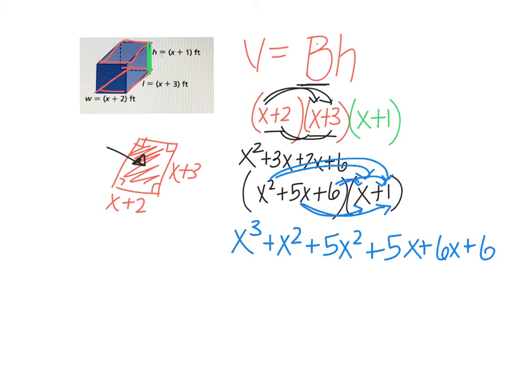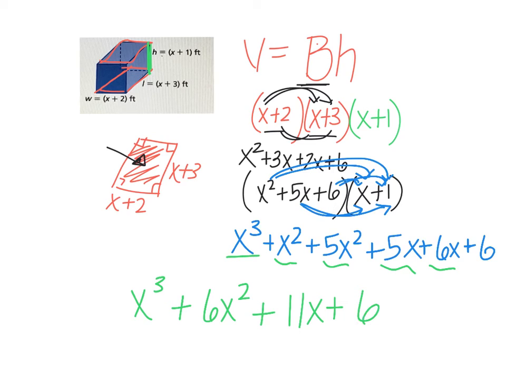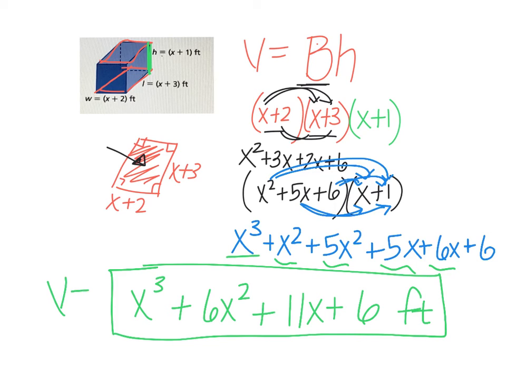I have a pretty long polynomial here. So now I'm just going to combine some like terms and see what I get for my final answer. I only see one x cubed. So my final answer is going to be x cubed plus, let's put our squareds together, 6x squared plus my x's, 11x, and plus 6. And then feet cubed. This will be the final volume of my prism. So again, volume, that's what we were finding here.